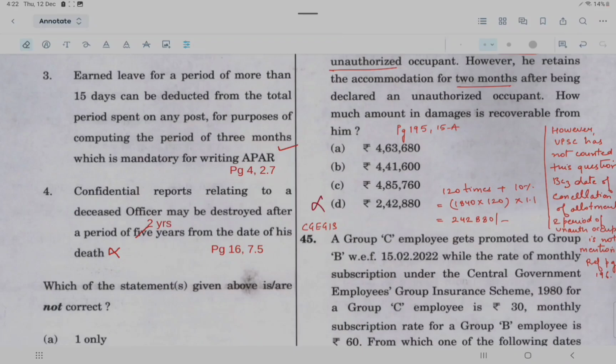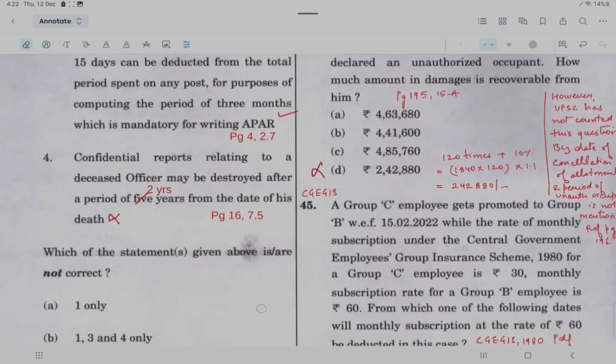Confidential reports relating to a deceased officer may be destroyed after a period of 5 years from the date of his death. No, it is 2 years. If you go to page 16 of this guideline or brochure, in para 7.5 you will find that it is 2 years. So this is the incorrect statement.